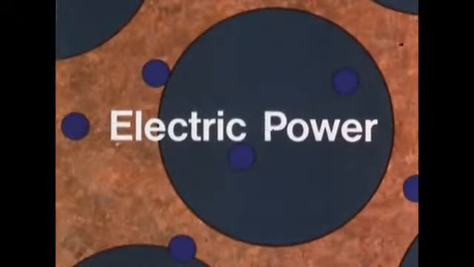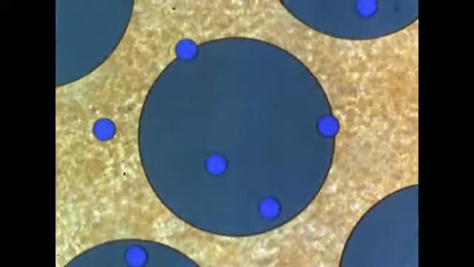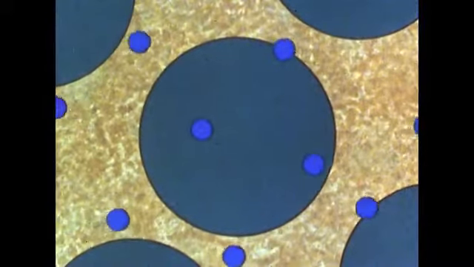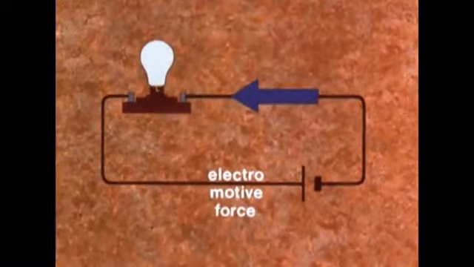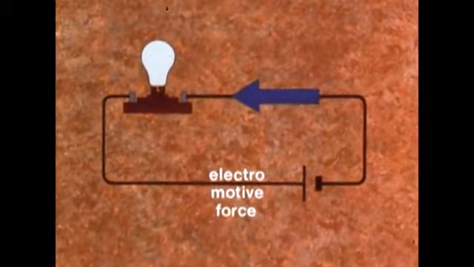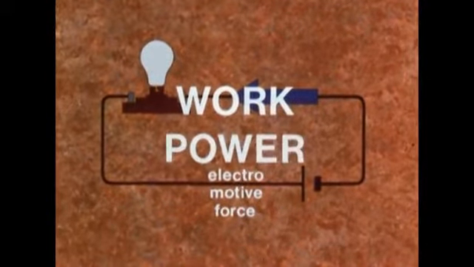We must now turn our attention to the subject of electric power. We already know that electric current is the movement of electrons through a conductor, and that there is a force, the electromotive force, driving the electrons through the circuit. We shall now be thinking about the work done by that current and the power absorbed in doing that work.